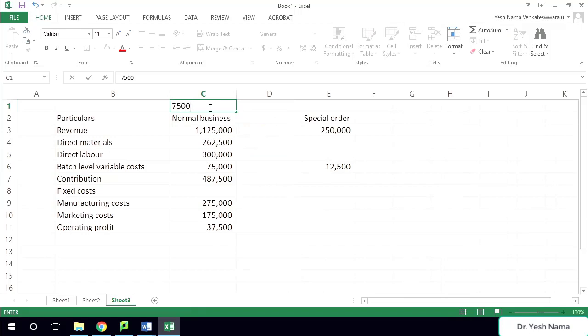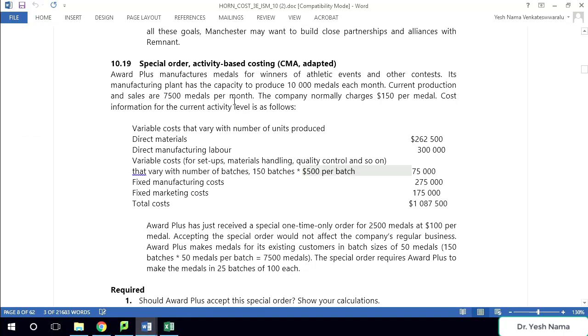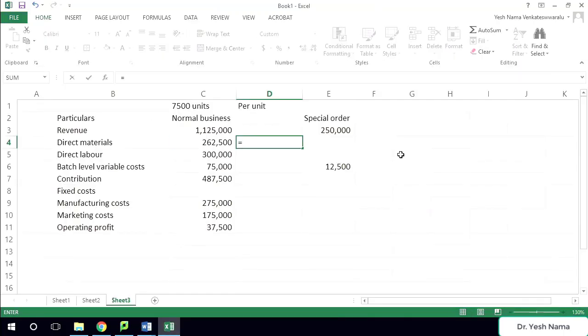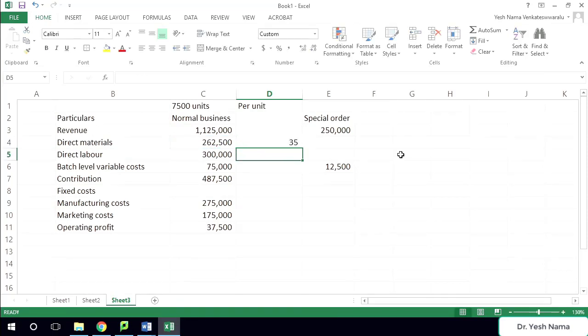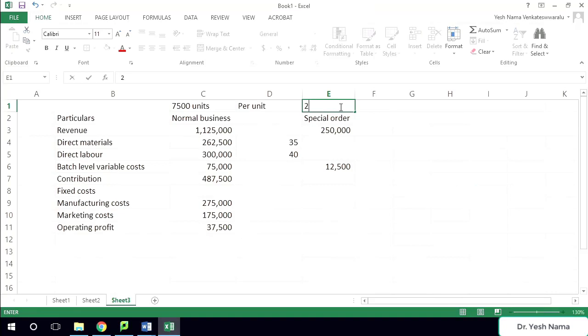Now, do we know the material and labor costs? Normal business is for 7,500 units, medals. So, per unit material cost will be 262,500 upon 7,500, 35. Per unit labor cost will be 300,000 upon 7,500, 40. This is our per unit material and labor cost. Special order is for how many units? Special order is for 2,500 units.